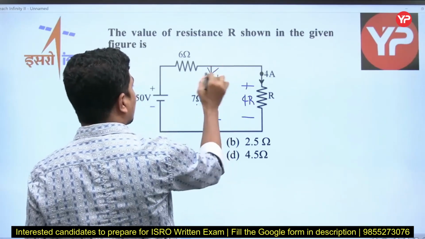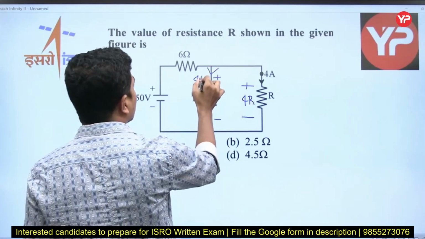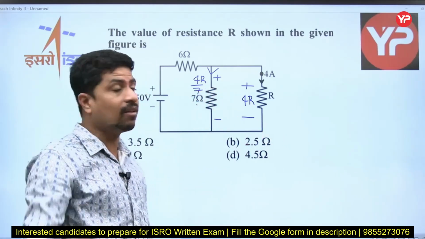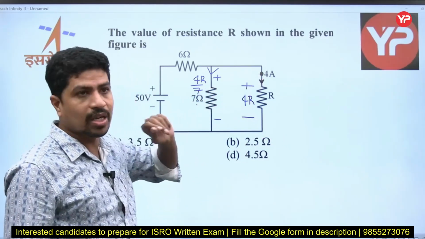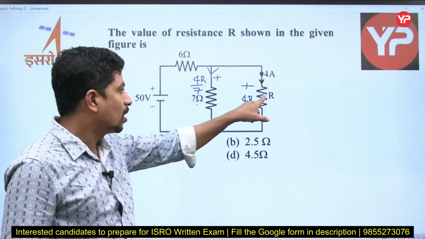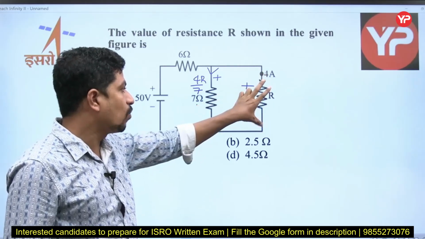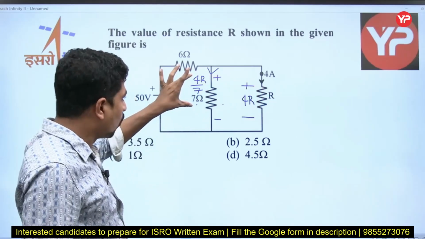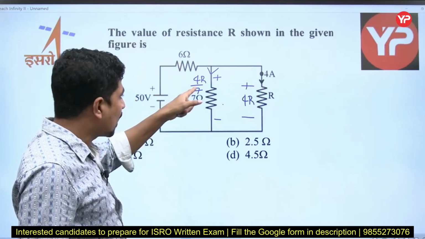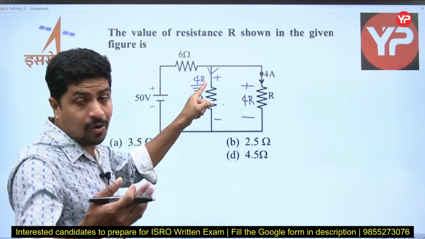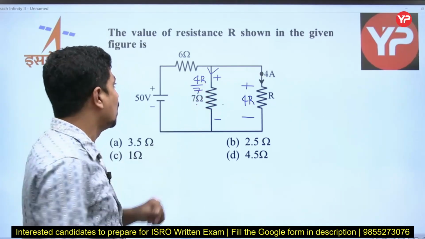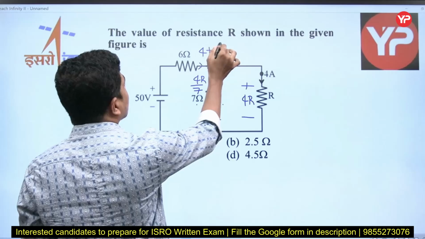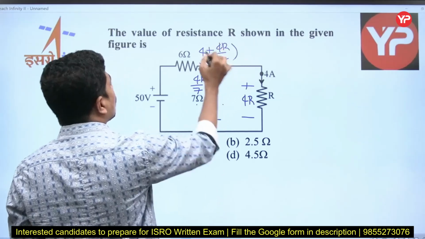Then what is this current? 4R by 7. This current is 4R by 7. Very easy, logical way. This voltage is 4R. How, sir? What is the current? 4 amperes. Resistance is R. Total voltage is 4R. These are in parallel. If this voltage is 4R, this voltage is also 4R. If the voltage is 4R, then the current will be 4R by 7. Why? Because voltage divided by resistance, this resistance is 7. Now what is this current? This current will be the total. What is that? 4 plus 4R by 7 is the total current.